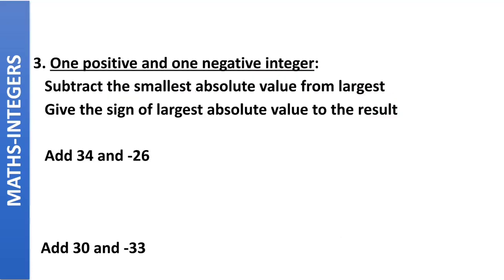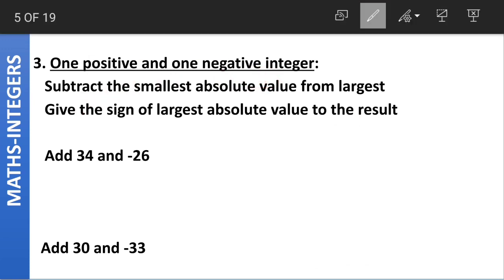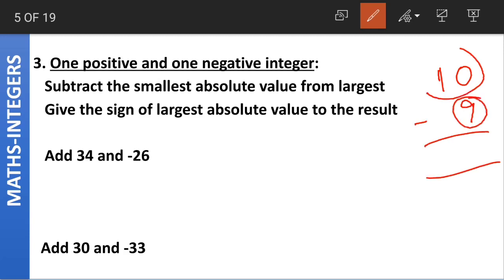Moving on, one positive and one negative integer. We have looked at two positive integers. We have looked at how to add two negative integers. Now what if we have one positive and one negative integer? What we do here is, let us forget about these integers. If I give you this small problem of 10 minus 9, how will you do this? You subtract 9, which is the smaller number, from the bigger number, which is 10, correct? 10 minus 9 gives us the answer of what?